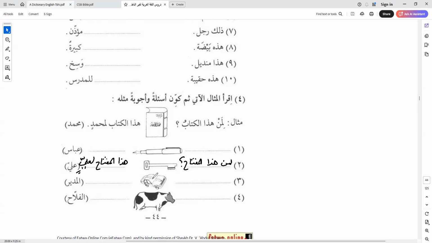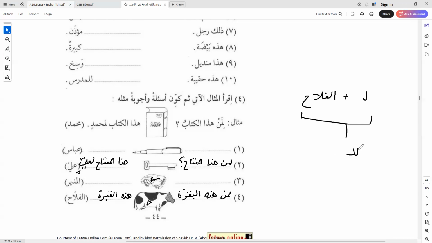Now, remember, this is a feminine object in Arabic. This is also feminine. So you have to say liman هذه البقرة؟ And then the answer is going to be هذه البقرة للفلاح. Remember, الفلاح is definite. So you're adding li. Remember what we said. So what you're going to do is to drop this alif and lam, and then you say lil fallah. Look at how I wrote it.